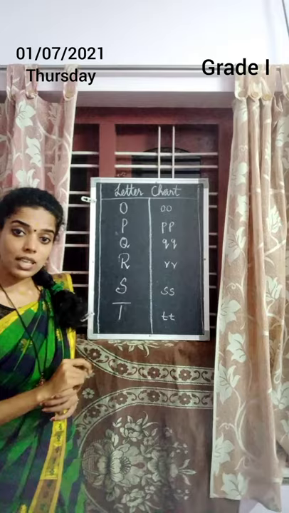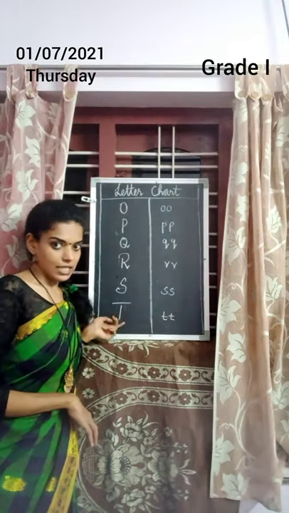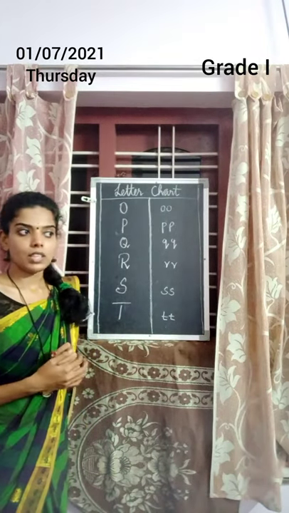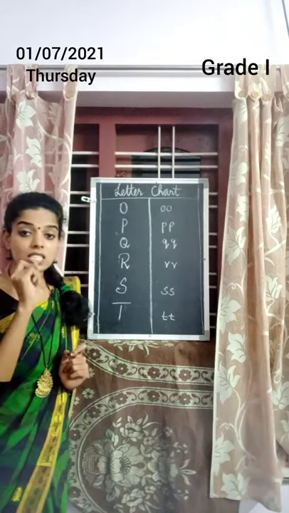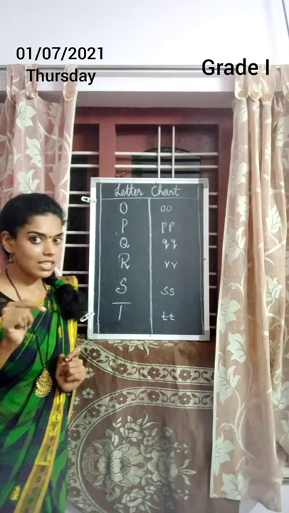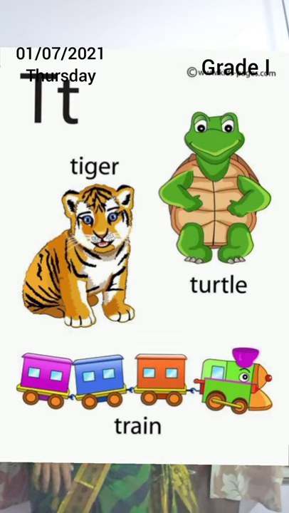So the next one is T. What's the next alphabet? T. What's the sound of T? The sound of T is T sound. So the example is tiger.